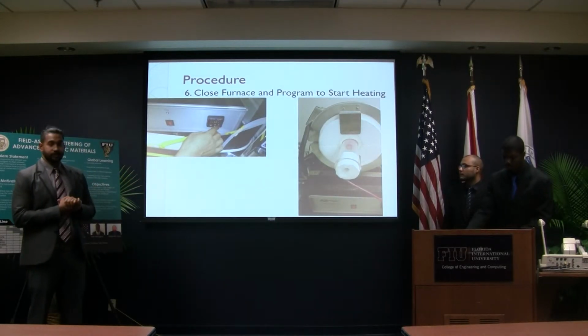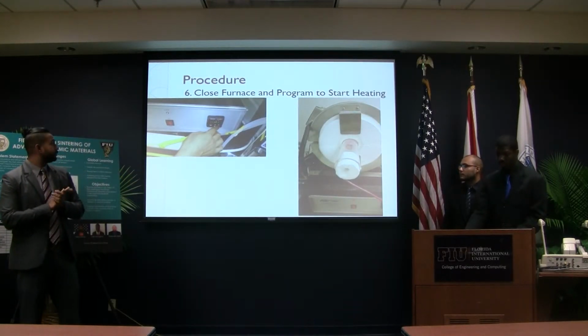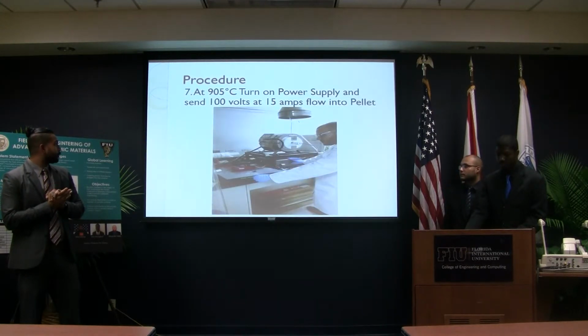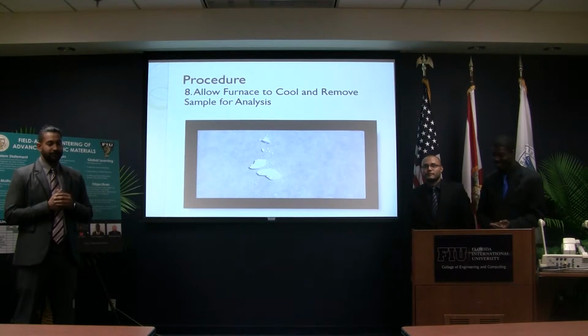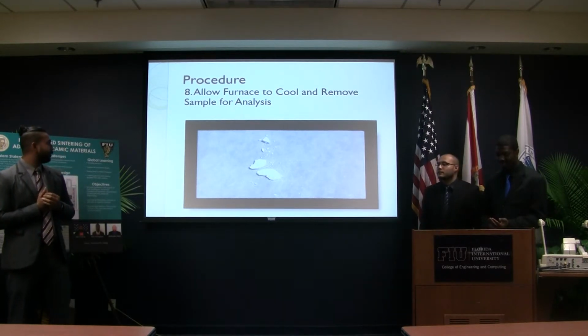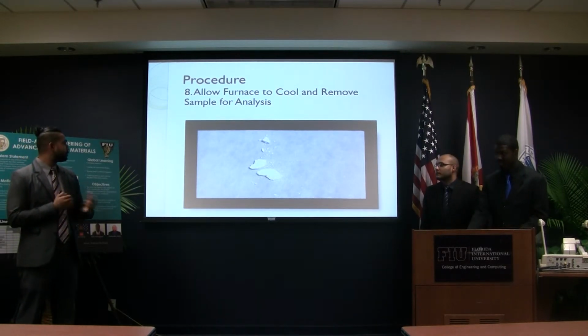Then we close the furnace, program it to heat up, and wait for it to reach the initial temperature we needed. Once it reached about 905 degrees Celsius, we introduced our current to the sample and hoped for the best. Then we allow the furnace to cool, which takes about 4 hours, and then we were able to test our sample.